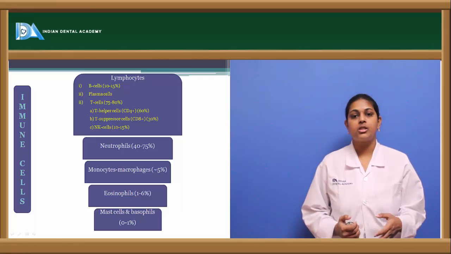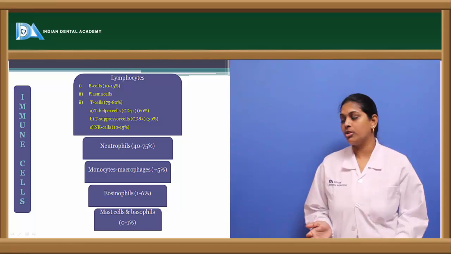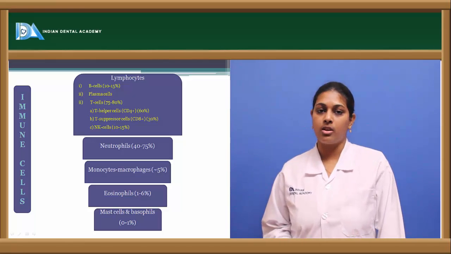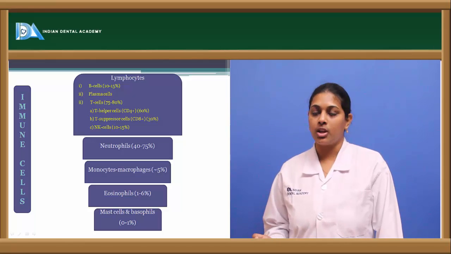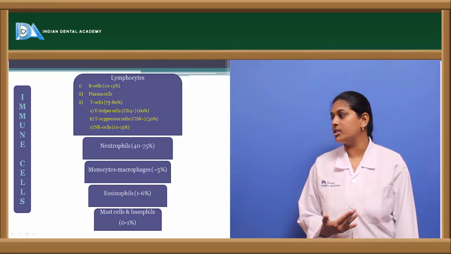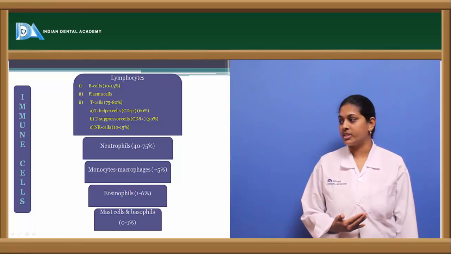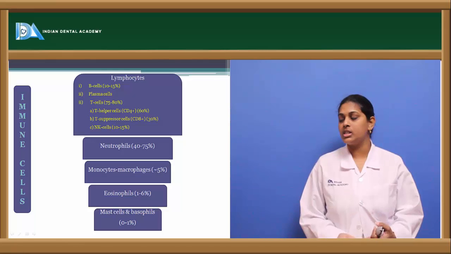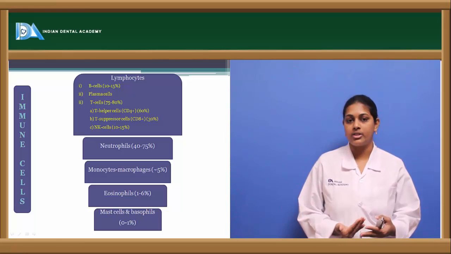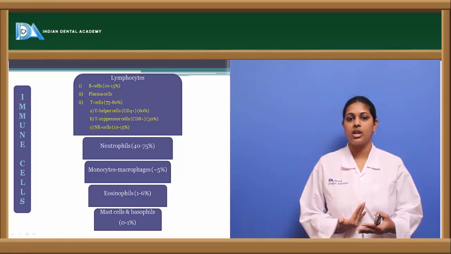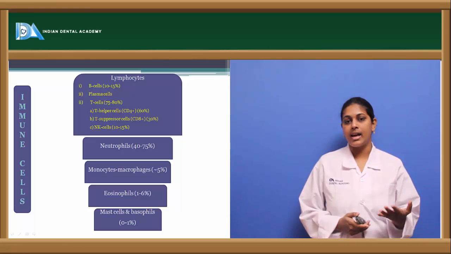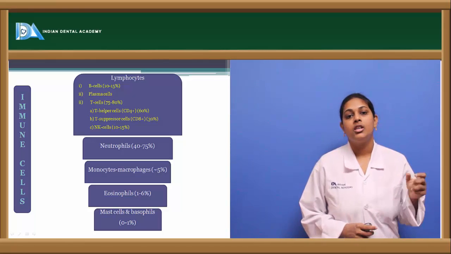Coming to the next set of cells, the neutrophils, which are the major constituent of the immune system, comprising 40 to 75% of the total. The next set of cells are the monocytes and the macrophages, which are approximately 5% of the cells. Next, the eosinophils constitute 1 to 6%. And the last cells, of the least ratio, are the mast cells and the basophils, at 0 to 1%.